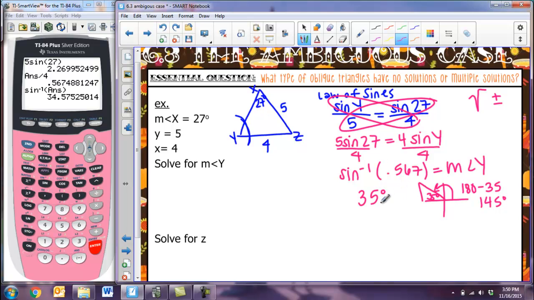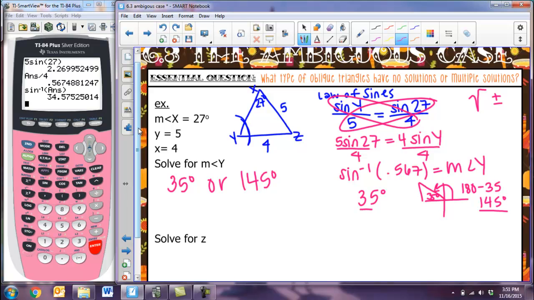So what your calculator has done is it's given you the principal inverse value. You have to remember that there are 2 places where sine is positive on your coordinates here, and so now the measure of angle y, we could have 35 degrees or we could have 145 degrees. So there are 2 answers for this one, because they both make legitimate triangles when I use both the principal inverse value and the one in quadrant 2.